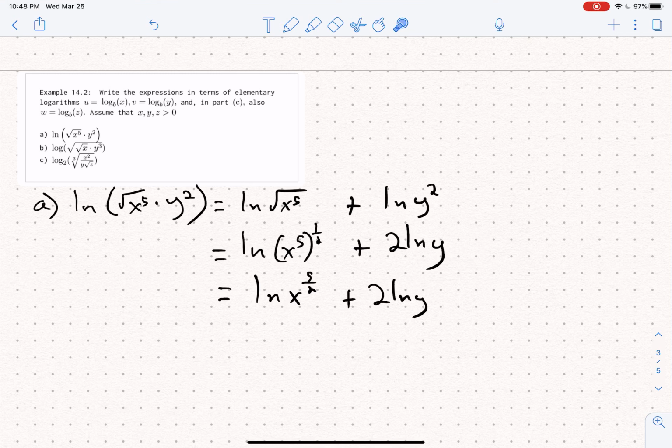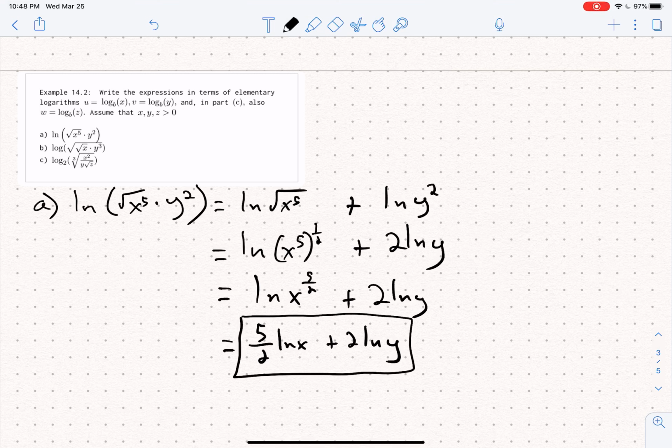And then finally, this power on the x, we can use the rule that says a power on the thing inside the log can be brought out into the front. Let's go ahead and bring it out to the front here. This is 5/2 ln x plus 2 ln y. Okay, with that in mind, go ahead and try parts B and C. See if you can sort them out. And I'll work through them here, and that'll be the end of this video.